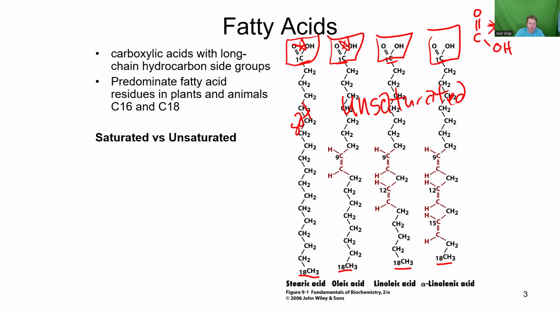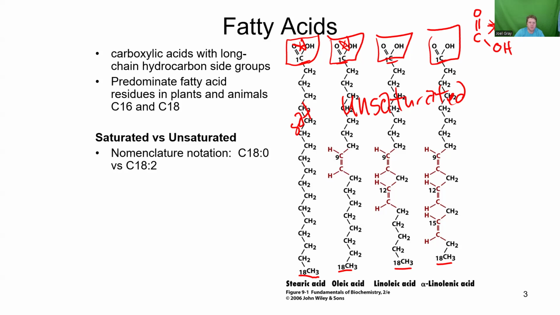Now, the notation that we use, and this is an important point because you'll definitely see a question like this on an exam. The notation that we use is to write C to indicate carbon and then the number of total carbons. Now, all of these are C18 because there are a total of 18 carbons.